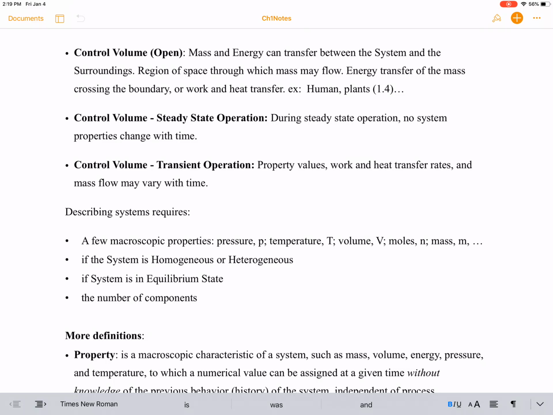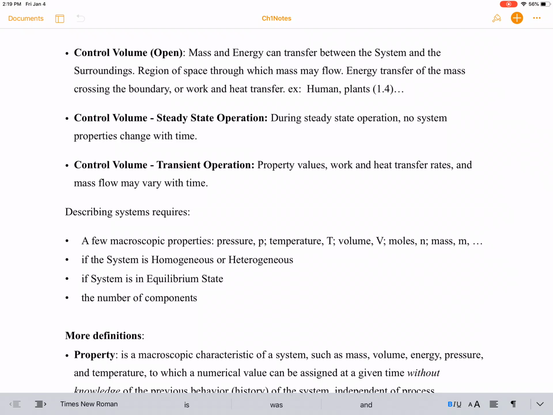You can also take in food across the boundary through your mouth. We also eliminate, which is another way of mass transferring across the system's boundaries, if you will. Anyway, so that's an open system. We'll see later that any system where there's flow, whether that's water flowing through a system or some kind of refrigerant or something like that, that would also be a control volume system. So there's two different kinds of control volume systems.